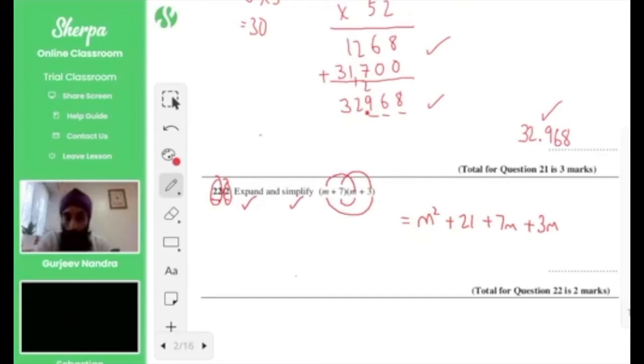So getting that right would be your first mark for the expanding. The second mark would come from the simplifying. When you simplify, remember to collect like terms. The like terms here would be 7m and 3m. So they're the terms we'd put together. So we've got m squared plus 7m add 3m is 10m. Add 21, which you can pop on the end. So the second mark would come from getting that written correctly with the correct signs, as you can see on screen.